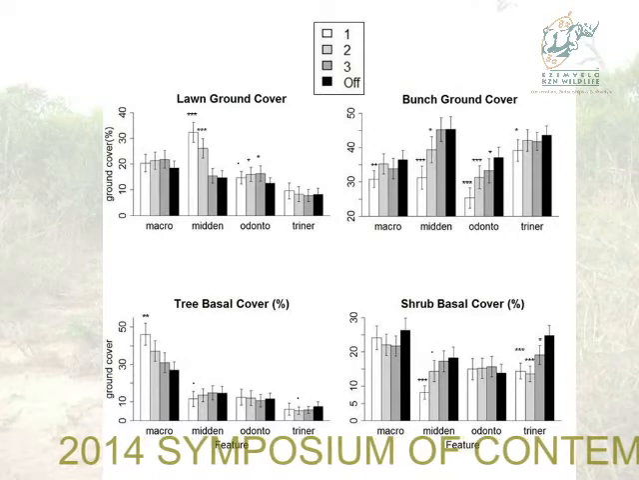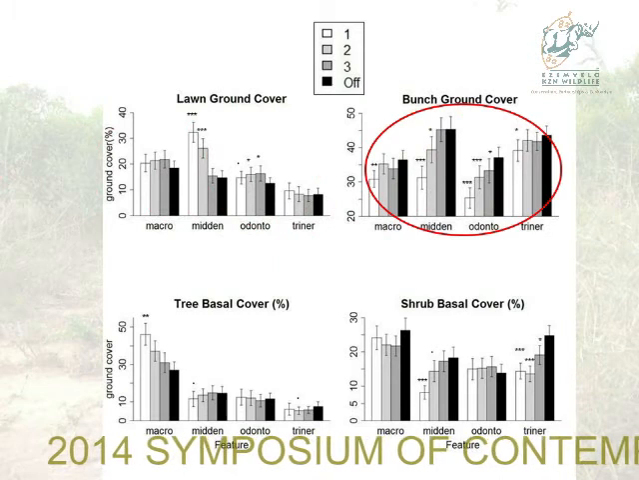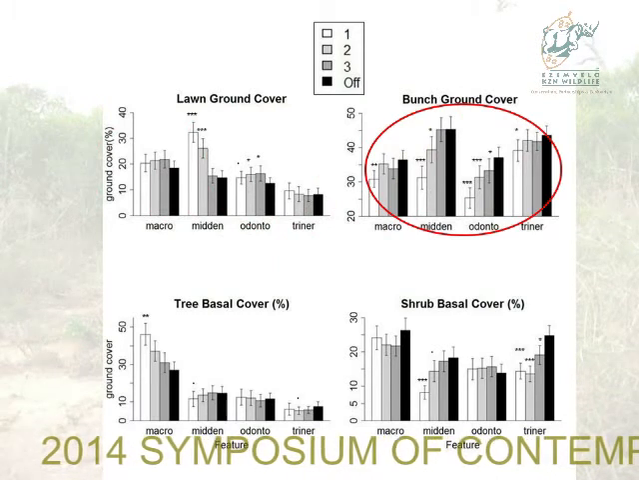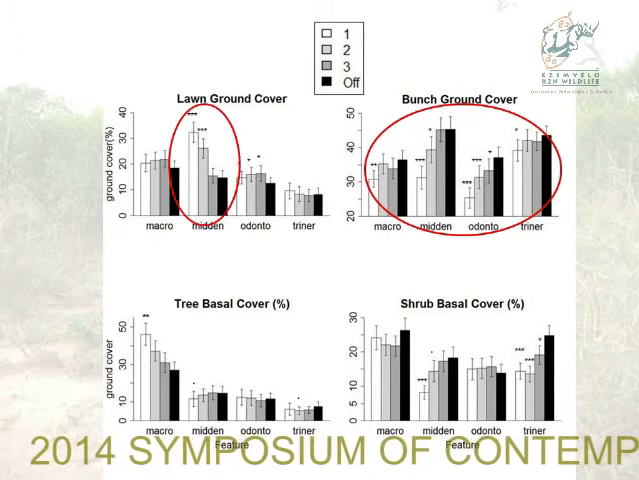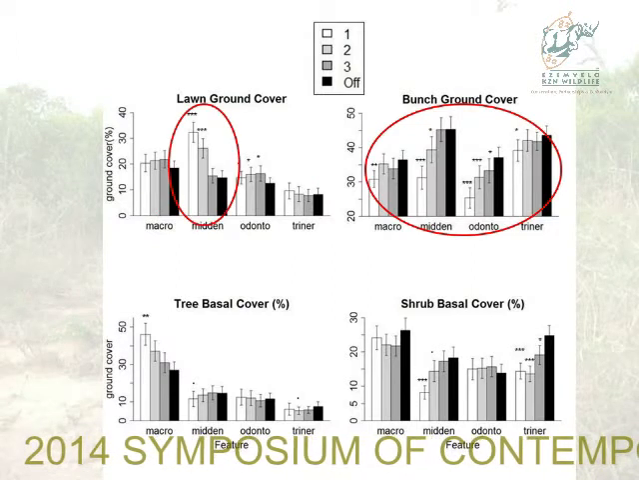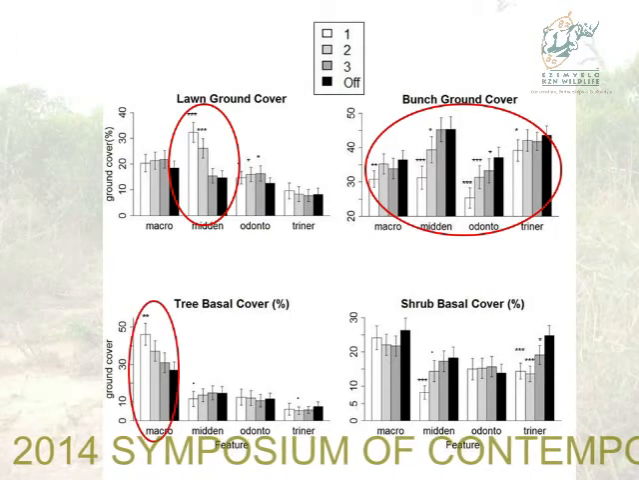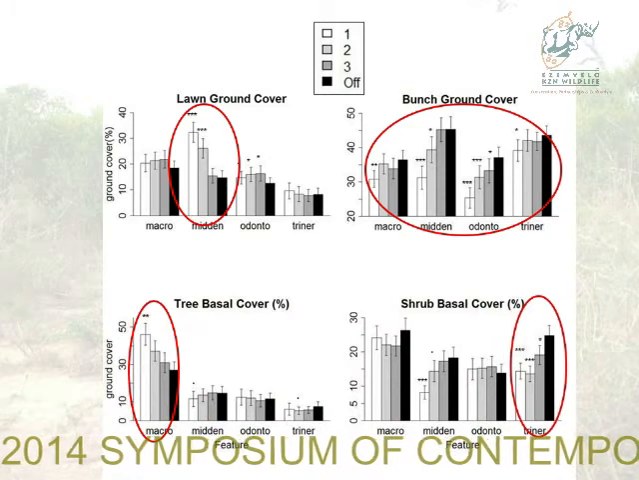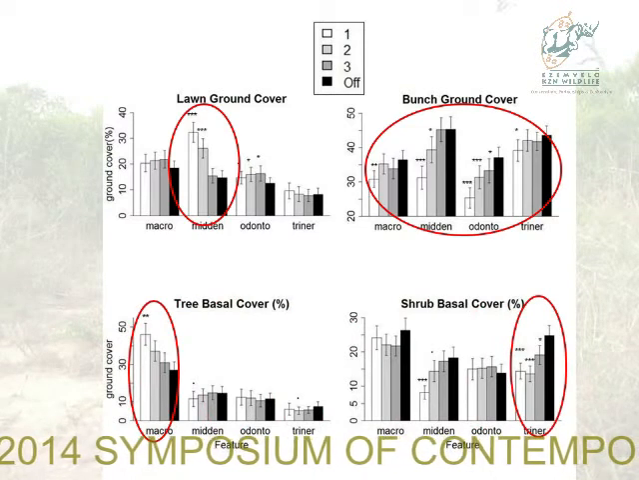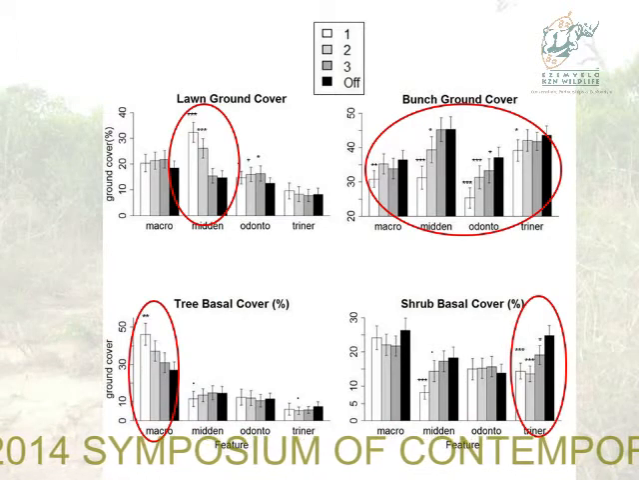And what I want to point out is that all 4 of the features affect the vegetation. So here you can see that bunch grass is negatively affected by all 4 of those features. And they also differently affect vegetation types. So rhinos increase lawn grass around the midden, Macrotermes increase trees, Trinervitermes decrease shrubs. So what I want you to take away from this is that all 4 of those features affect vegetation structure.